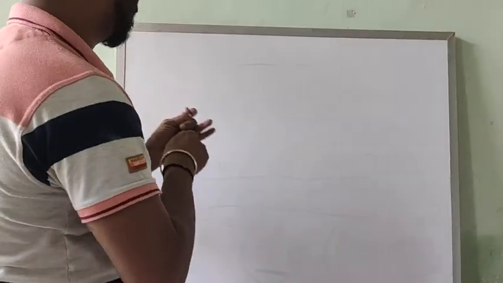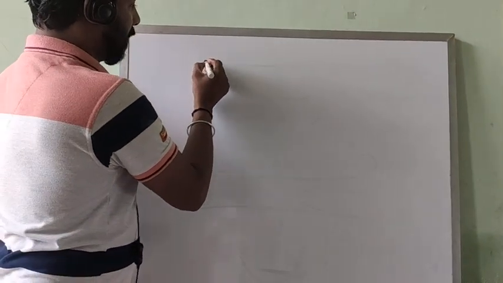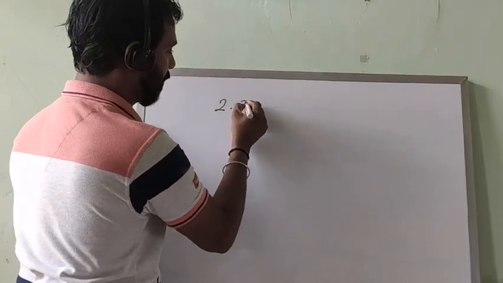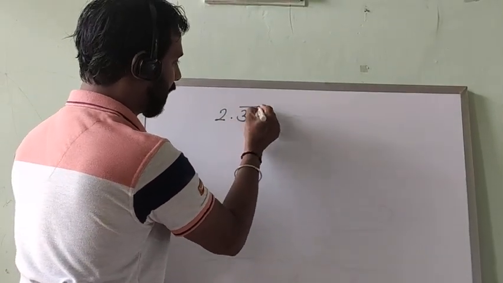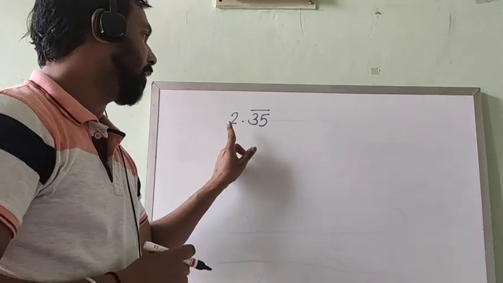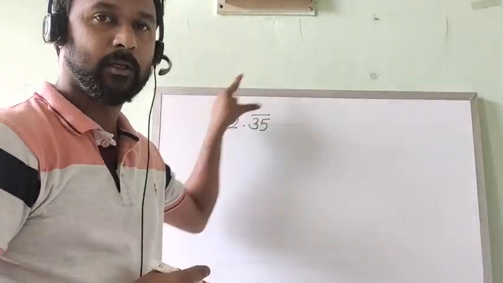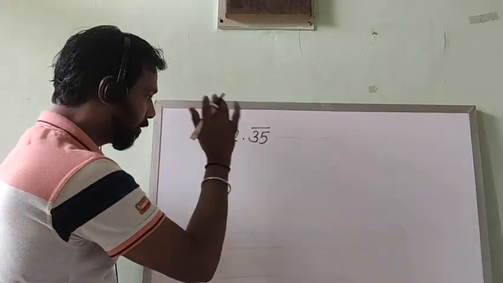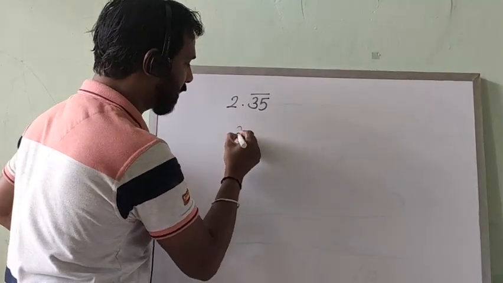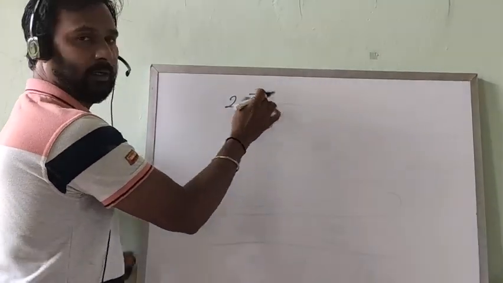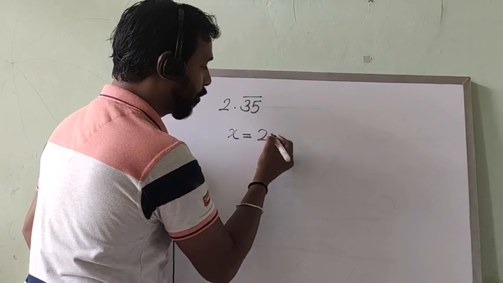See one more example. What I am taking is 2.35 like this, right? Okay. Again, convert this decimal into rational. What was our first step? You consider x is equal to this one, 2.35.